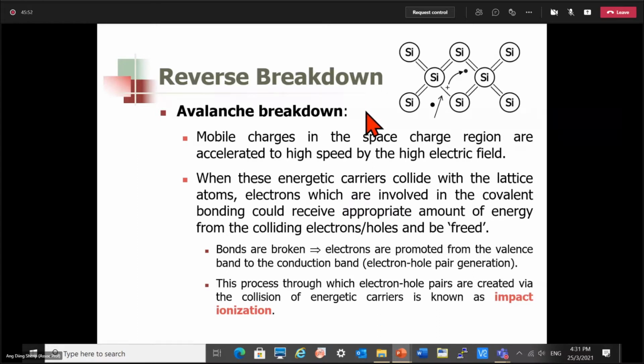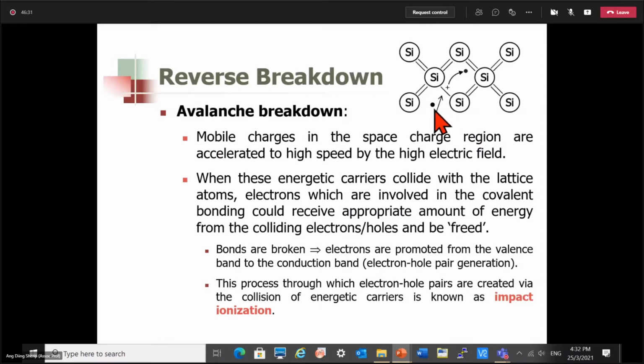Essentially, in the space charge region or the depletion region of a PN junction under reverse bias, there is a high electric field. So if there is an electron present in the space charge region, the electron can be accelerated to very high kinetic energy by the high electric field, making it highly energetic. Now, when this highly energetic electron collides with the lattice, it can transfer its excess kinetic energy to an electron that is participating in the covalent bonding between 2 silicon atoms, for example, as shown here.